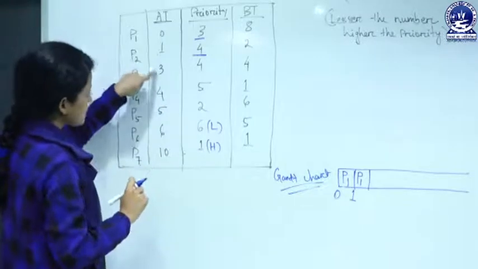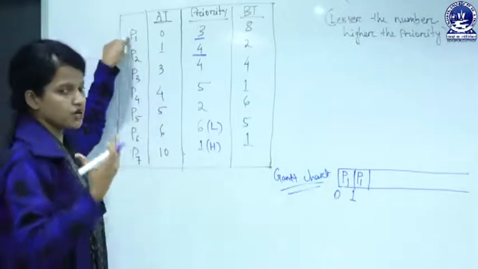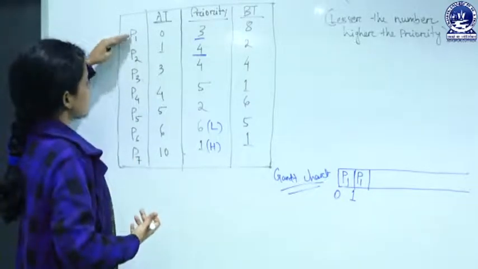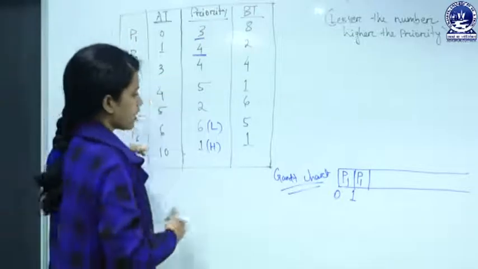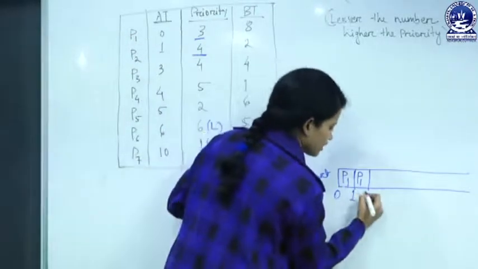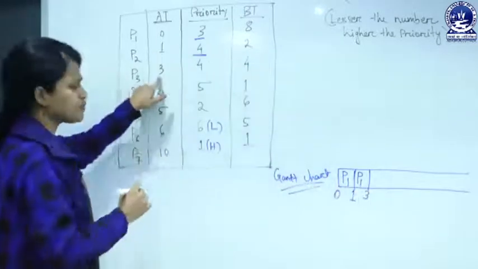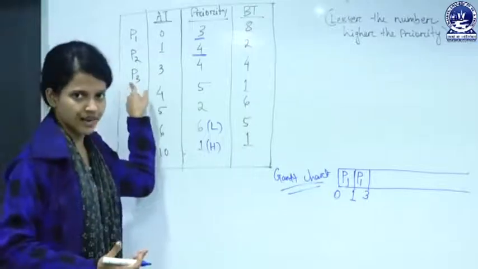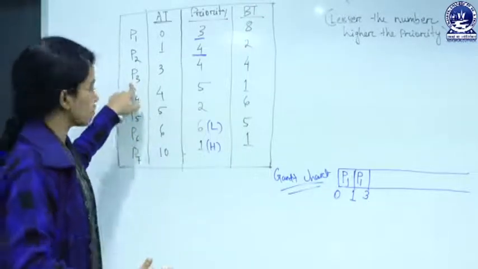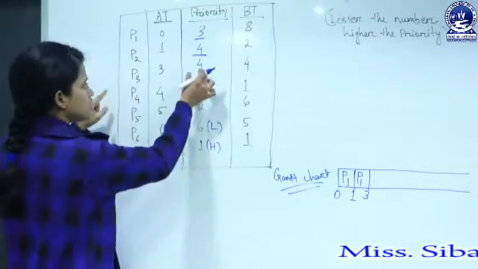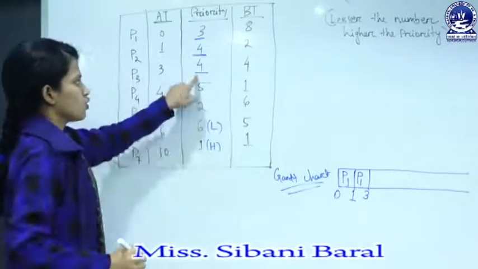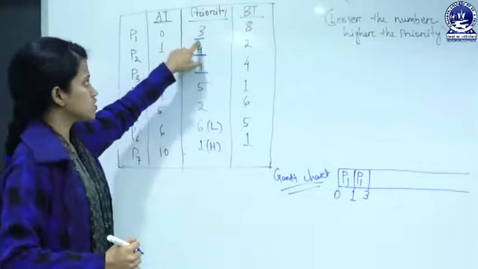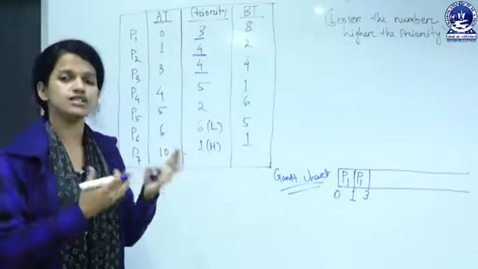P1 is running, so we will continue the execution of P1 till the next process comes. So now P1 is executing till 3. At time 3 we saw that P3 has come in the ready state. So we have to check the priority of the newly arrived process. The priority of the newly arrived process is 4, which is also lower than the currently running process, whose priority is 3. So we have no choice, we have to continue its execution.